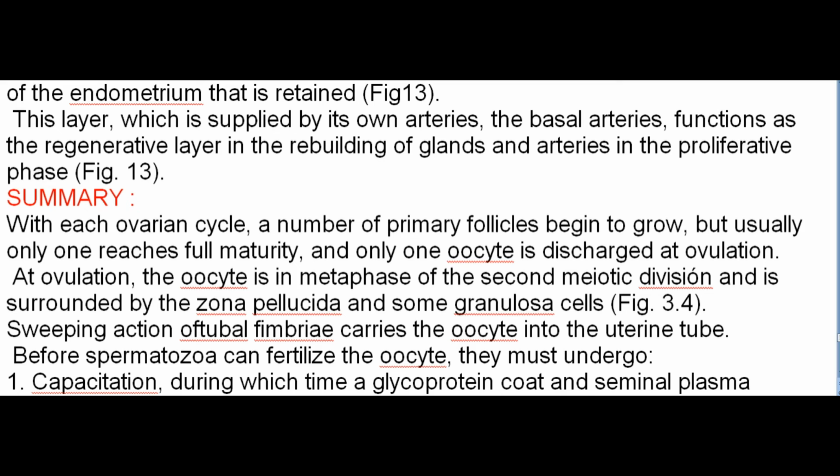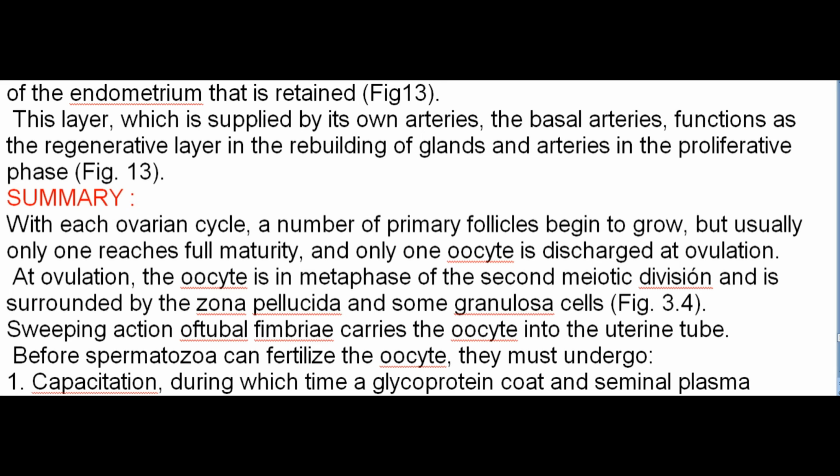13. Summary: with each ovarian cycle, a number of primary follicles begin to grow, but usually only one reaches full maturity, and only one oocyte is discharged at ovulation. At ovulation, the oocyte is in metaphase of the second meiotic division and is surrounded by the zona pellucida and some granulosa cells, Fig. 3.4. Sweeping action of tubal fimbriae carries the oocyte into the uterine tube.